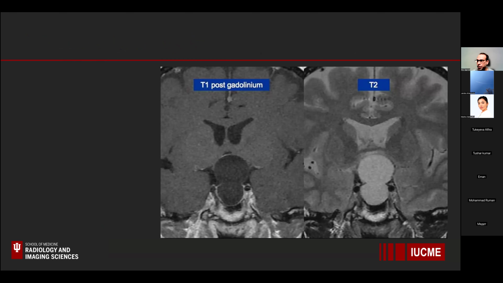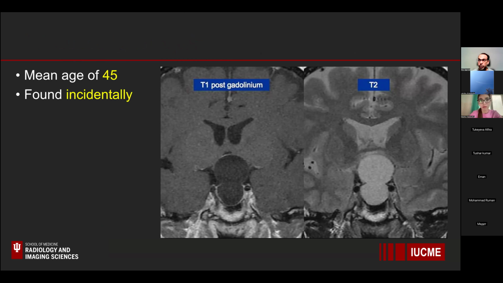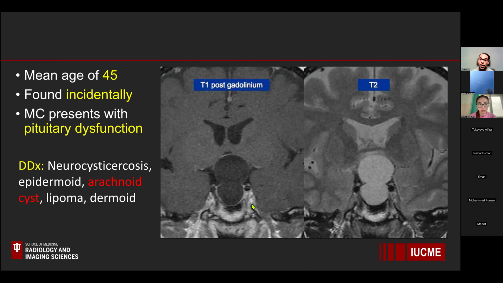And there's a healthy differential to consider when you see a cystic lesion in the sellar suprasellar space. These lesions usually occur about age of 45. They're found incidentally. And most commonly, they're found because of the pituitary dysfunction they cause, because sometimes they get very, very big. And what I'm showing you on the right side is an arachnoid cyst, not a Rathke's cleft cyst, but an arachnoid cyst. You can see CSF intensity enlargement of the sellar suprasellar space.